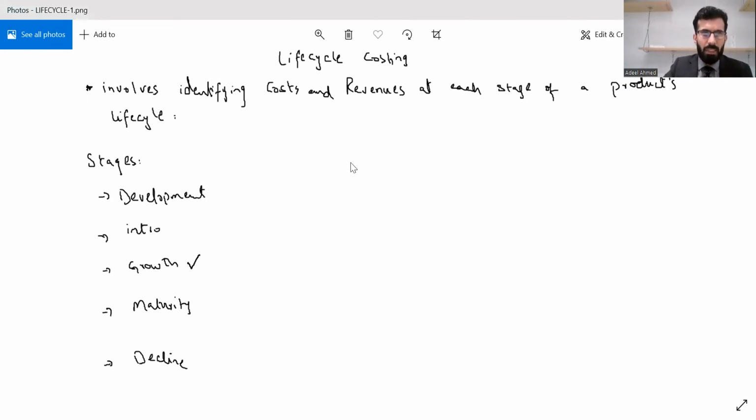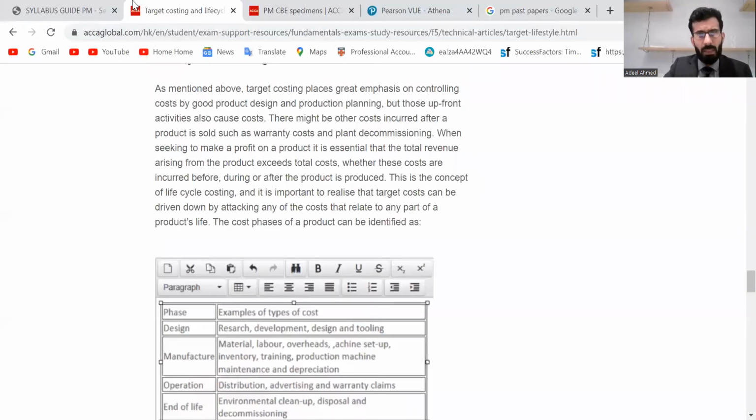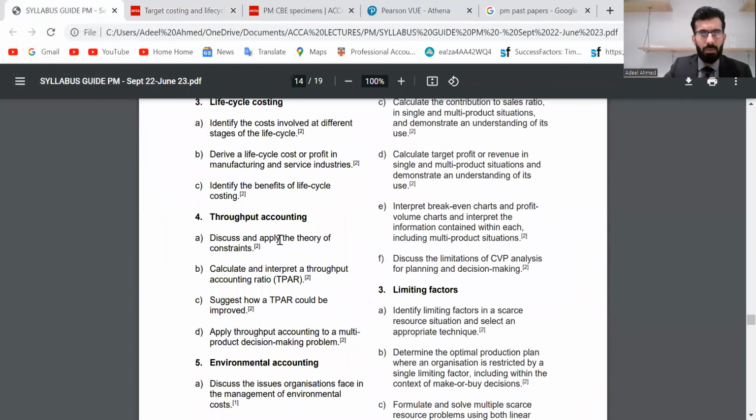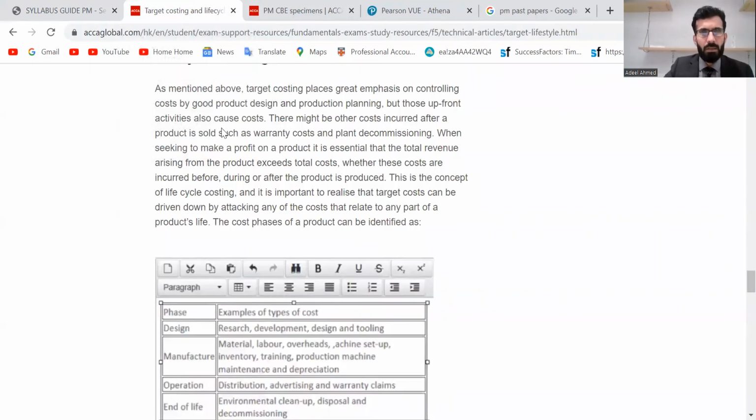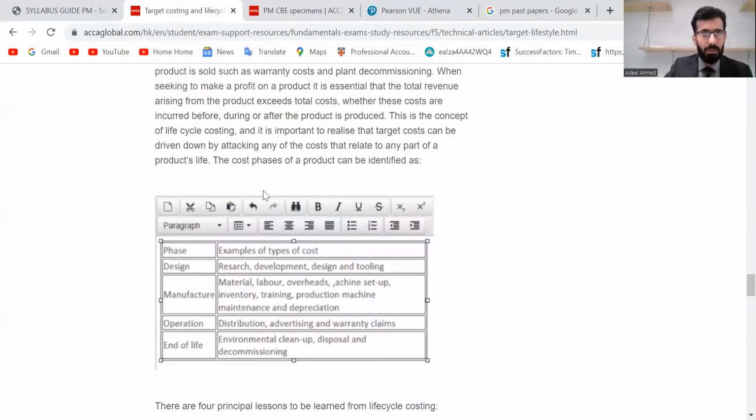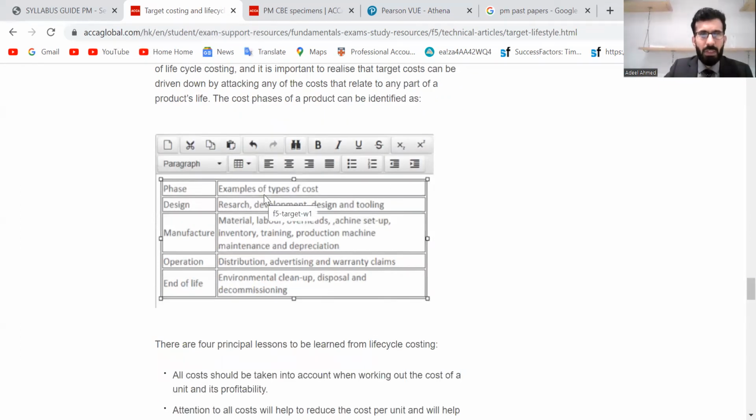So looking back at our syllabus areas, as I have highlighted earlier as well, we will be following through the syllabus areas. Identify the costs involved at different stages of the life cycle. In order to cover that part, let's have a look at our technical article. One technical article is covering both target costing and life cycle costing. As I earlier explained, there is a relationship between target costing and life cycle costing. There are different types of costs being incurred in different phases, categorized into 4 different phases.